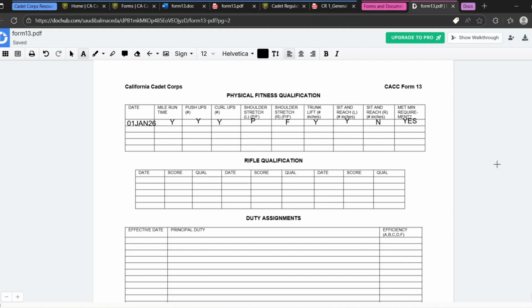Now, you can find these. These will be linked in the description for any of you guys who have more questions on that. But each time you pass or fail, it will be noted with Y for yes, you passed, or N for no, you did not pass. Now, there are a couple of ones that are a little different. For example, the shoulder stretch, it is denoted with P or F for passed or failed. And at the very end, it will say met minimum requirements, which will be denoted in all capitals, either yes or no.